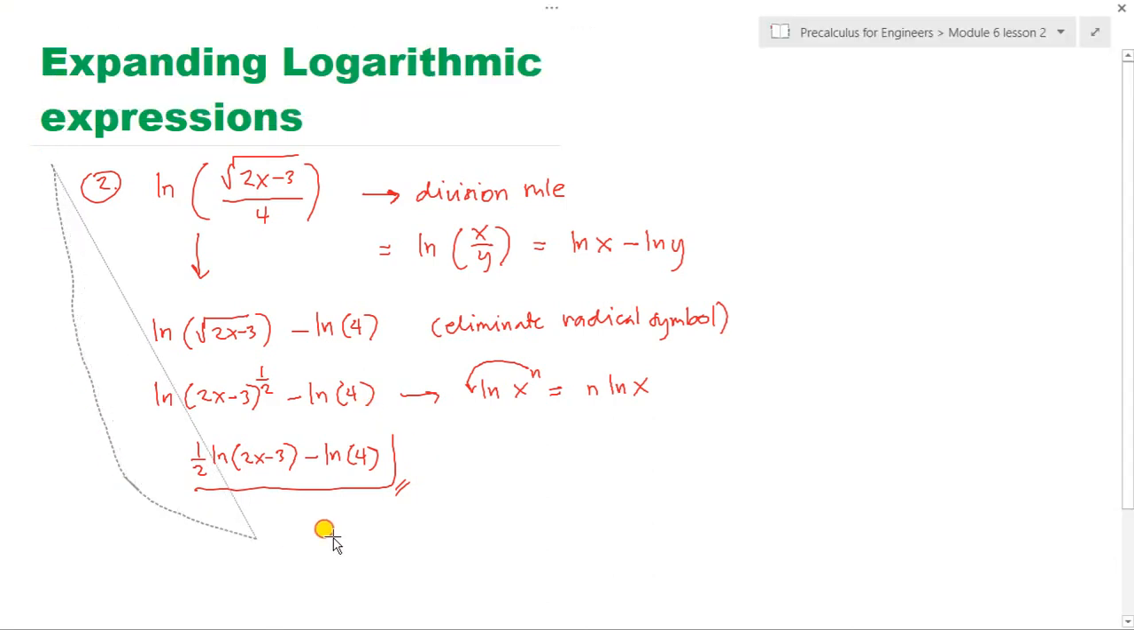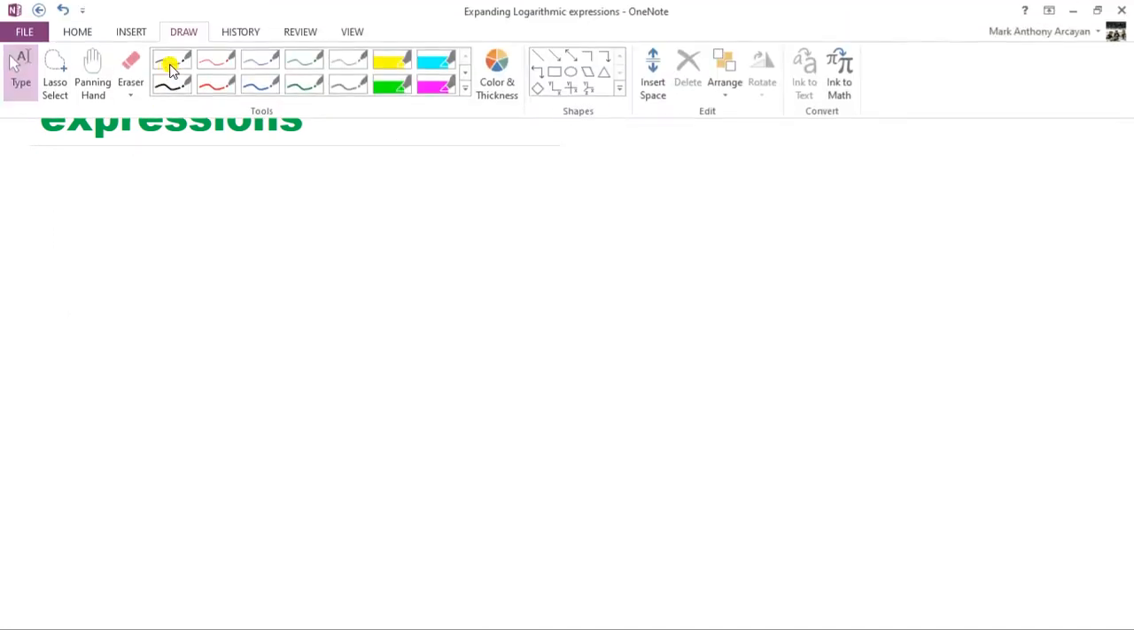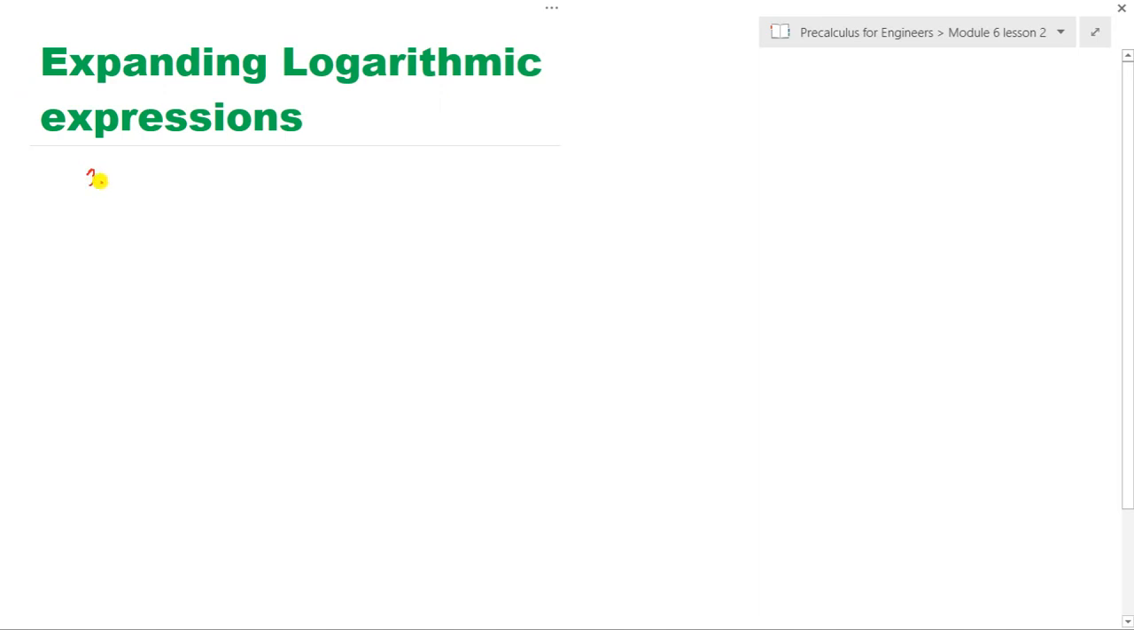Okay, let's try another. So, third example, let's say you are given here the log of the product of x times the square root of x squared plus 2, to the base of 2. So, here we apply the multiplication rule.